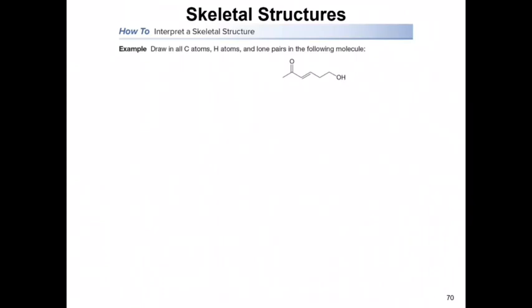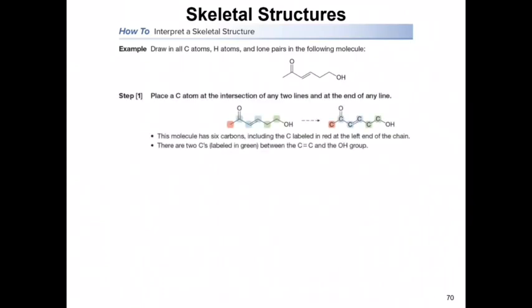So the first thing that you want to do here is to place a carbon atom at the intersection of any two lines and at the end of any line. So when you look at this structure shown here, you can see that you have intersections between two lines, right? So this is one line, second line, and this is the intersection. So that means that you have a carbon atom here, another carbon here, up here, down here, and up here.